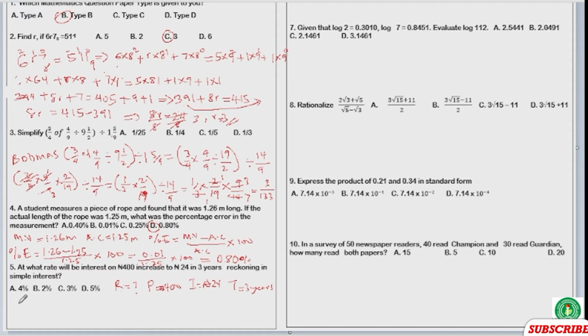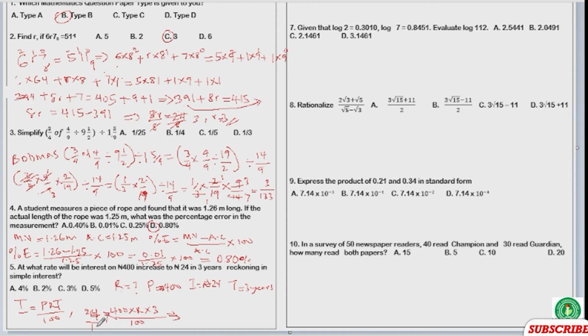We know from our formula that simple interest is equal to PRT over 100. So that's the formula for simple interest. You are given that interest is 24 naira, which is equal to what? Your principal is 400, multiplied by your R, which we are looking for, multiplied by the T, which is 3 years, over 100.